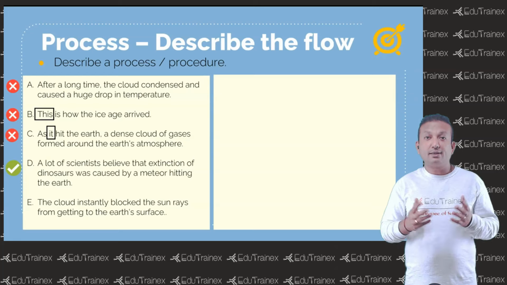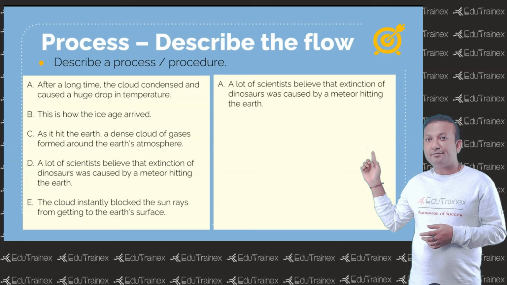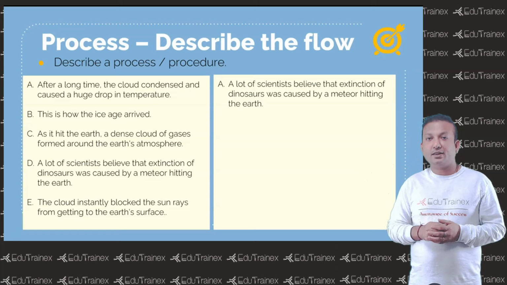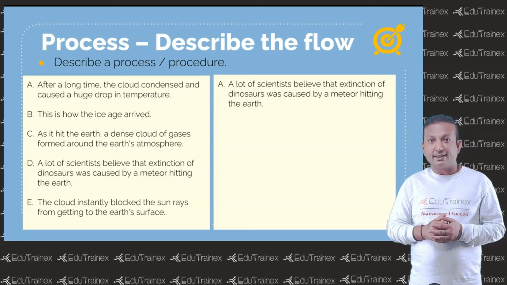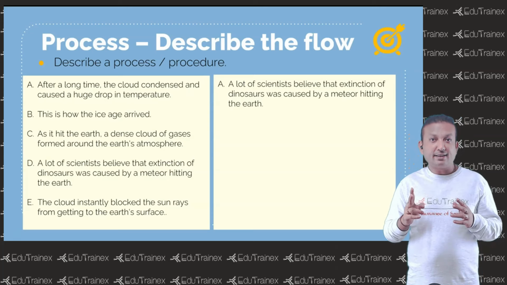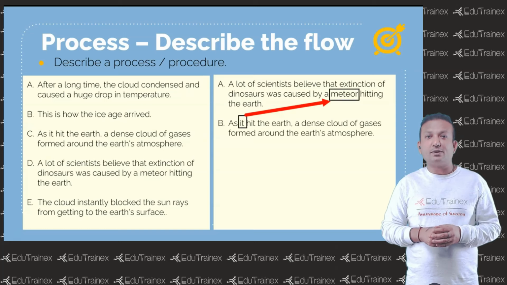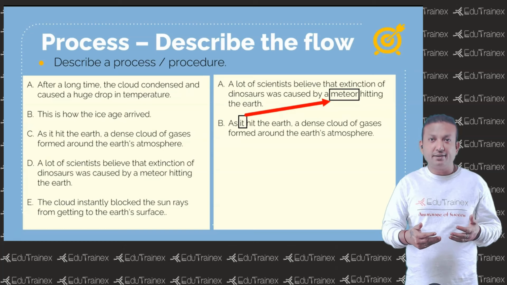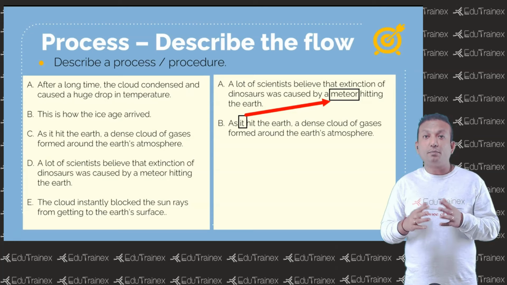Now let's find the second sentence. Try to find in the remaining sentences, is there any reference back to the first one? Only option C has a pronoun in it, as it hit the earth. Now this it is referring to the meteor in the first sentence. So the second sentence is option C, which also follows a logical sequence. What happens after step 1? So as the meteor hit the earth, what happened? As the meteor hit the earth, a dense cloud formed around the earth.